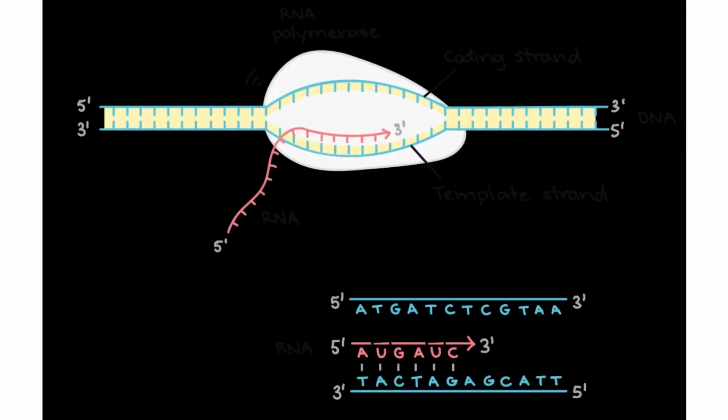Elongation. As RNAP moves along the DNA, it unwinds the helix and exposes the DNA nucleotides for pairing with RNA nucleotides. The enzyme adds nucleotides to the 3' end. As the mRNA is made, RNA polymerase rewinds the DNA.